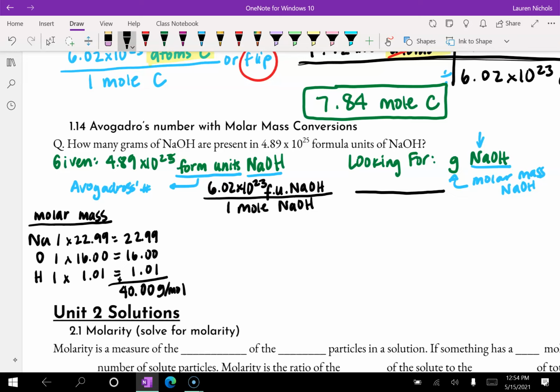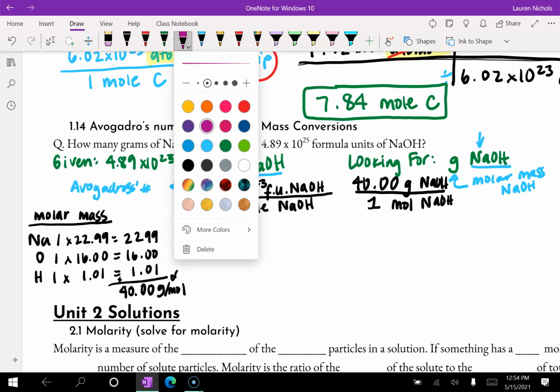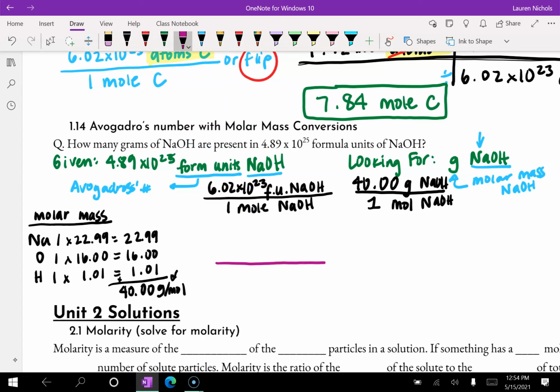So the way we put that into a fraction is we say 40.00 grams of NaOH, and then the slash mole, that goes on the bottom. We've got the line, the slash, and then we put the mole. It's 1, and our chemical is NaOH. And so now that we have our fractions, we can go ahead and set up our t-chart.